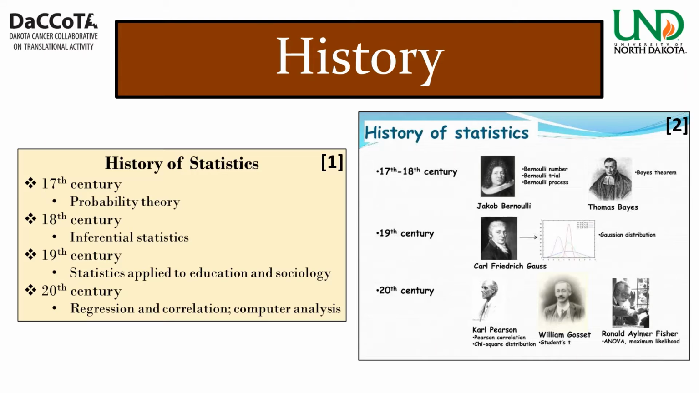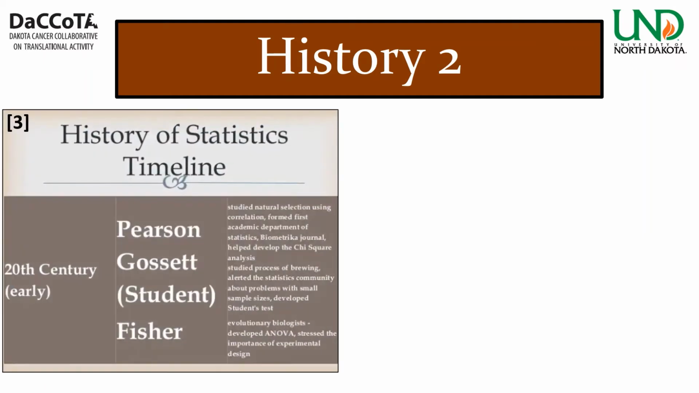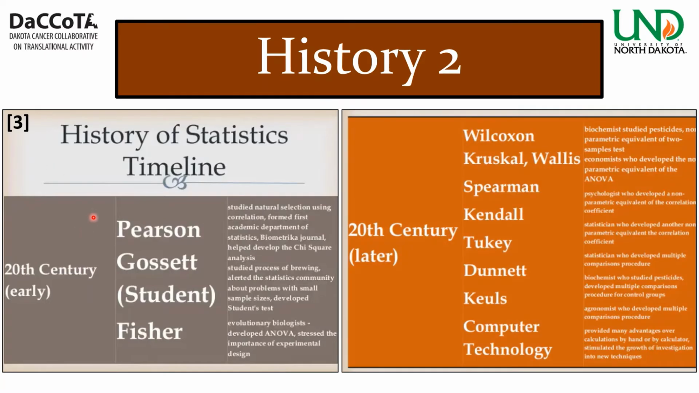So let's zoom in a little bit more on the 20th century using this reference here, this history of statistics timeline. It had earlier centuries, but I'm just doing the 20th century. Early on, again, we see the names Pearson, Gosset, so Student, and Fisher, and their contributions to the chi-squared, Student's t-test, and ANOVA.